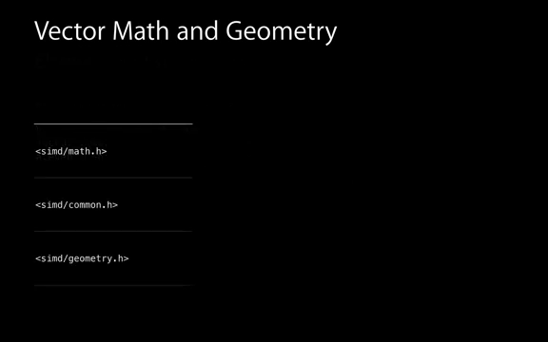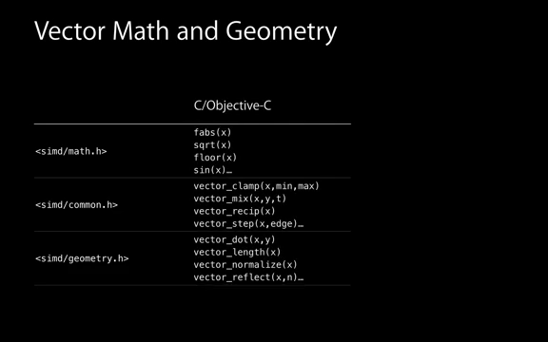Now, we also give you lots of functions that give you the operations that you want. We have 3 headers that have tons of stuff that comes up all the time for math and geometry: math, common, and geometry. In C and Objective-C, those functions look like this. Notice the math functions look just like the math functions that you use for scalars. They're overloaded, so now they work for floats, for doubles, for vectors of floats, for all our other floating point vector types. Just works. You want the square root of a vector? You just call square root.